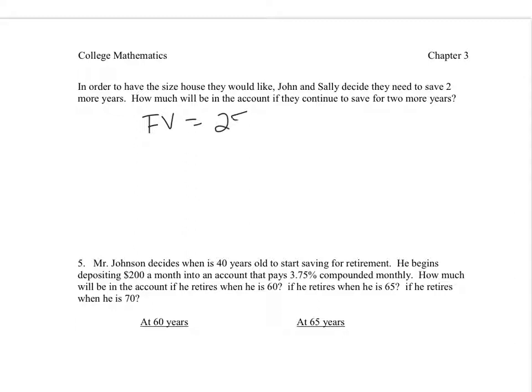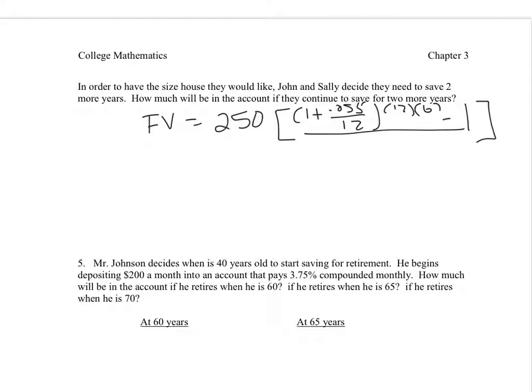So we're still putting in $250 monthly. Interest rate is still 0.055, compounded monthly, so there's a 12 there. But now, instead of having it in for 4 years, they want to invest for 6 years. So we're going to have 12 times 6, or 72, as our exponent. That is the only change that we're making in this problem.